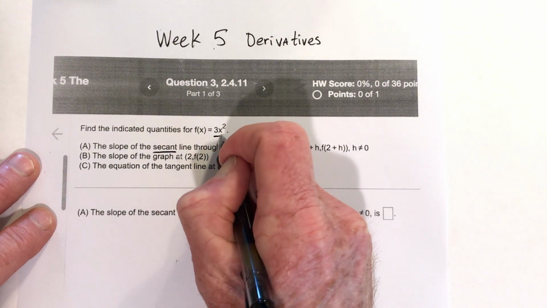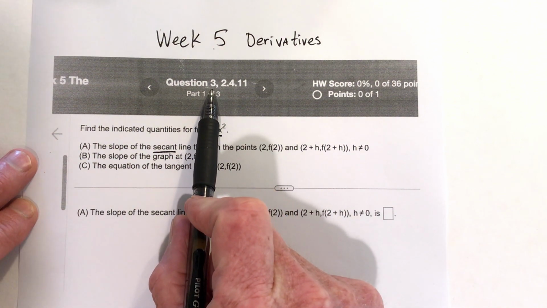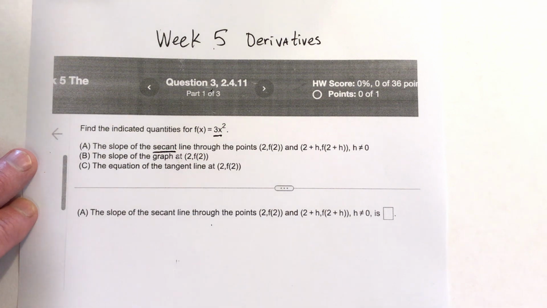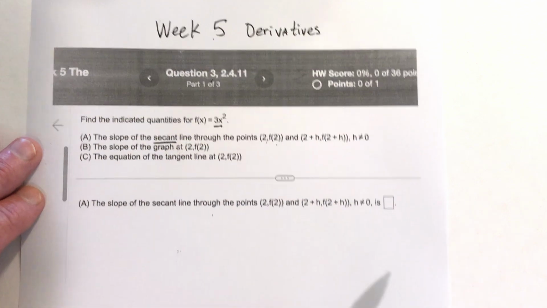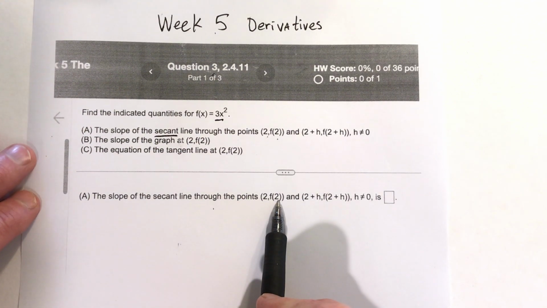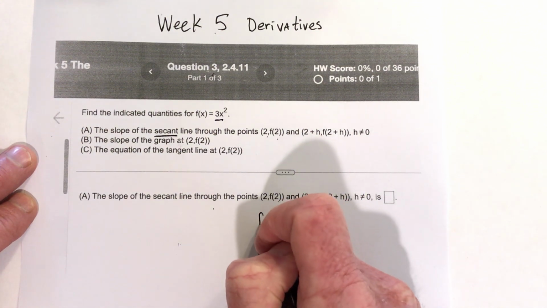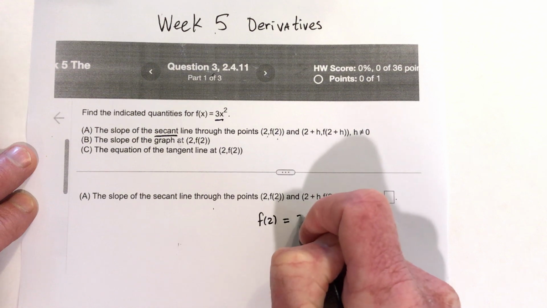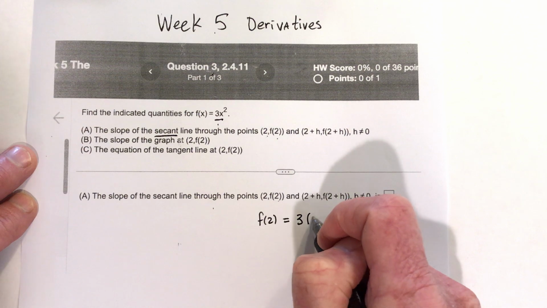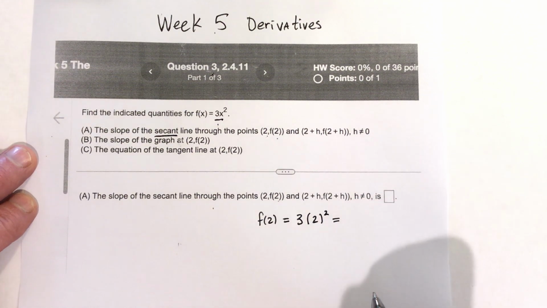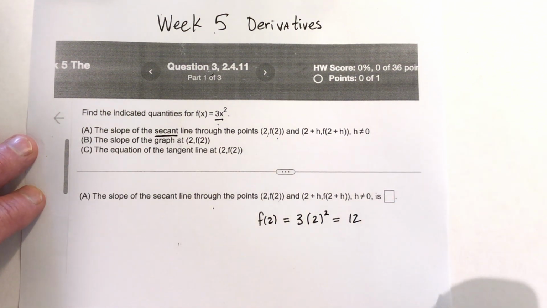Right here they're saying that the function is 3x squared. Oh, forgot to introduce. This is question number 3. And then they say here's the point 2 and f of 2. So for 2 and f of 2, that means substitute a 2 into the function. So f of 2 means take 3x squared, or 3 times 2 squared, and that equals 3 times 4, and 3 times 4 is going to be a 12.